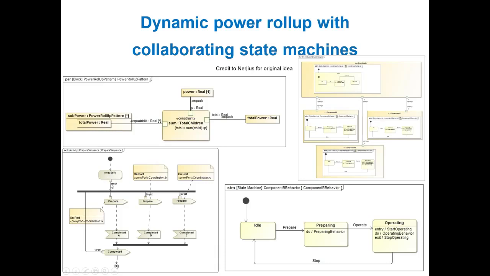The components have a state machine where they are in preparing, when they start to prepare to do their job, and when they are in operating. And you have, and that's the smart part of this model, a recursive parametric model that allows you to roll up the power consumption hierarchically. You have basically only one pattern, and then you apply the pattern, and that's it.